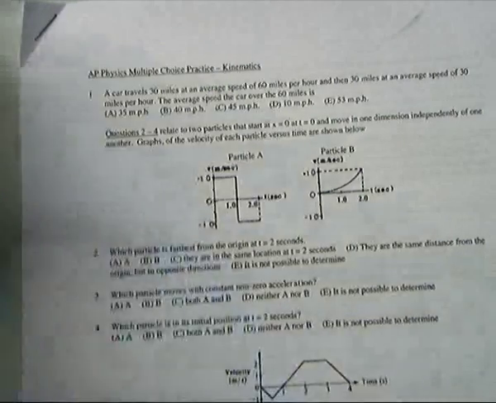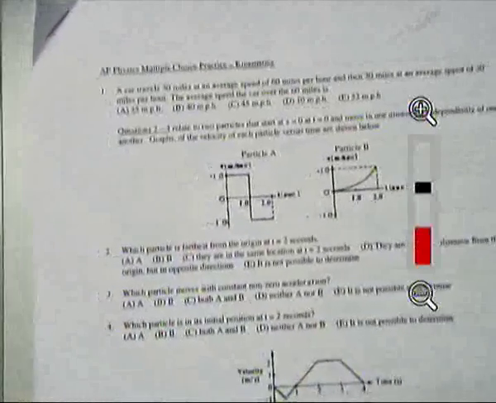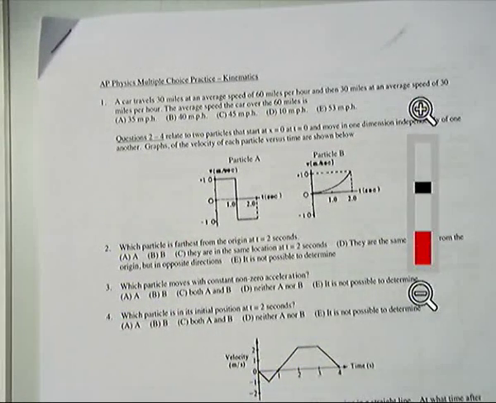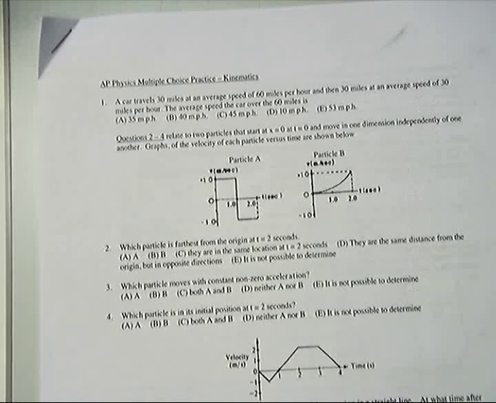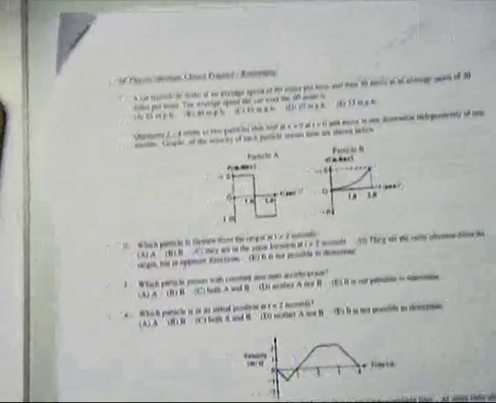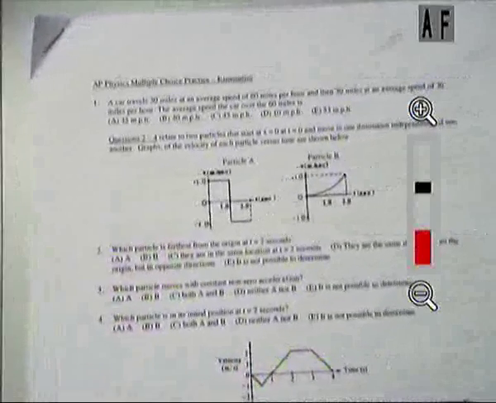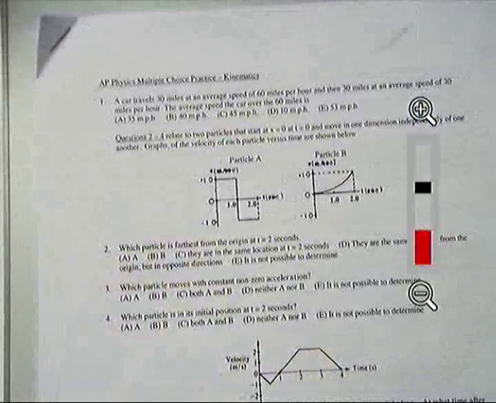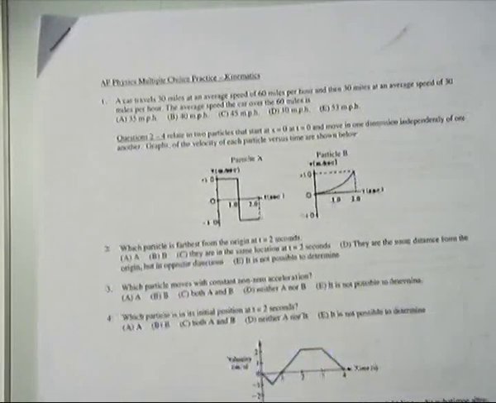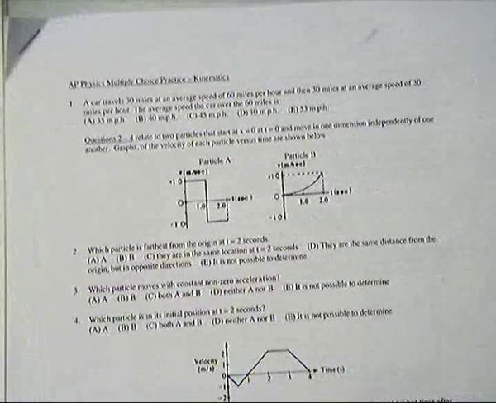Alright, here we go. So what we have right here is the first of our three AP level packets with all the tough problems in them. This one's on kinematics. The text is a little bit small, so I'll do my best to zoom in and zoom out and focus. But ideally, you, the viewer, would have one of these already printed out so that you can follow along at home.